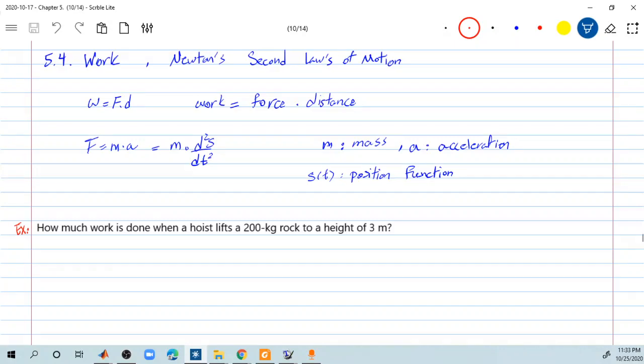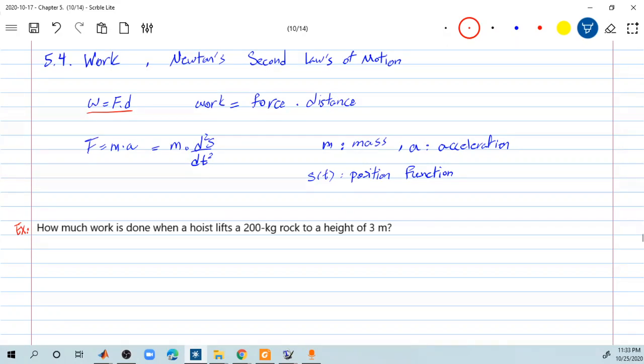Newton's second law of motion, and through that we discuss what is work. Work is defined to be force multiplied by the distance. W equals F times D, where F is the force, D is the distance. This is called linear distance.